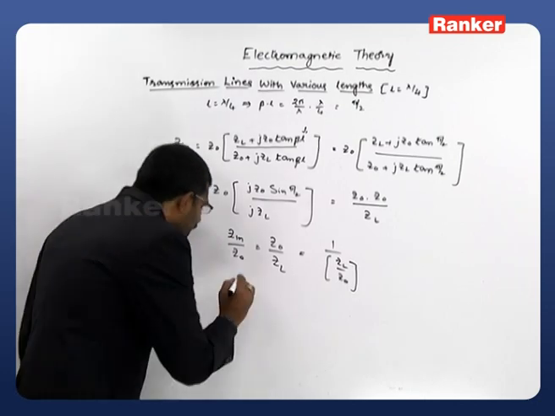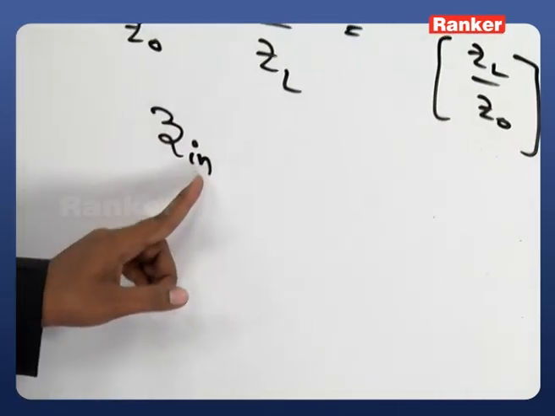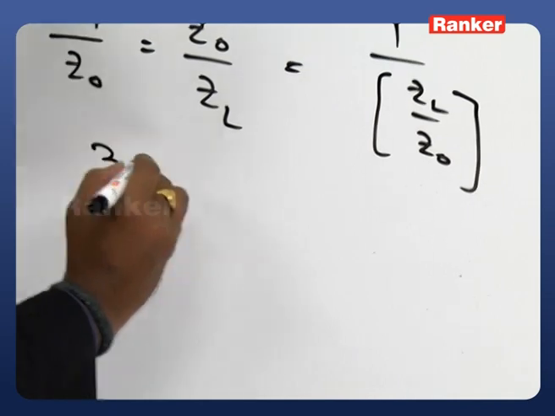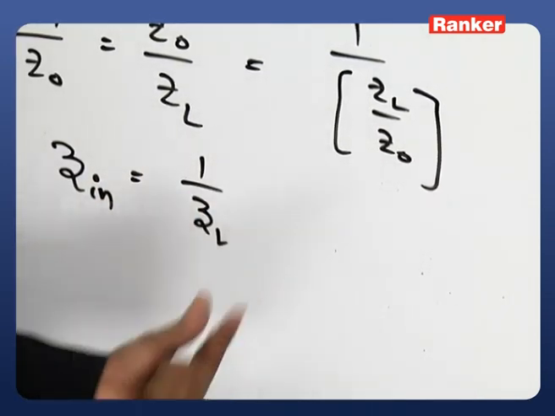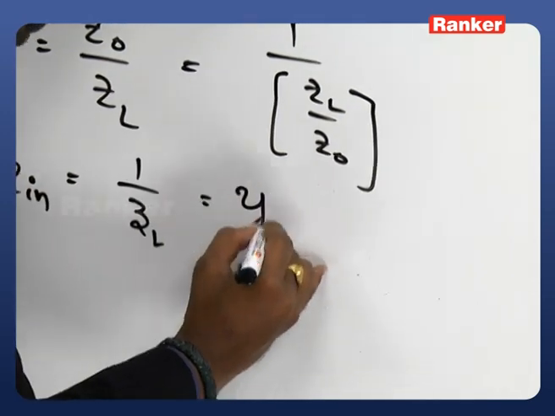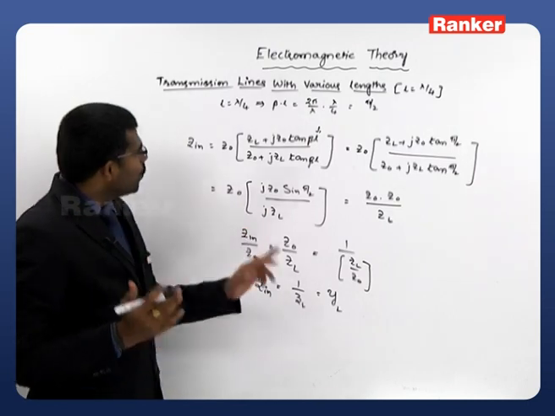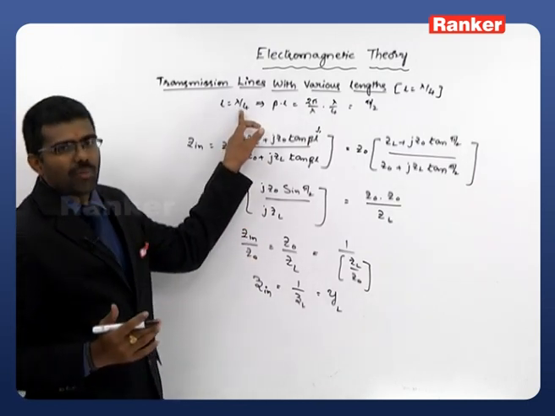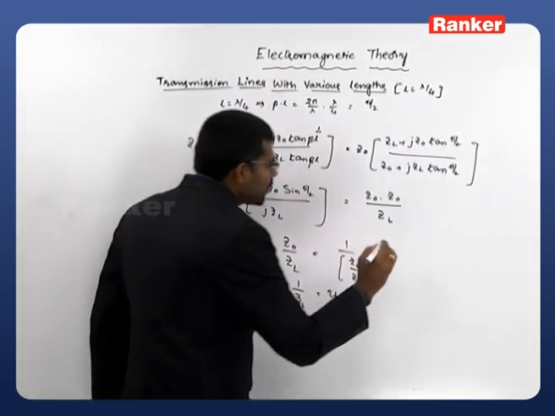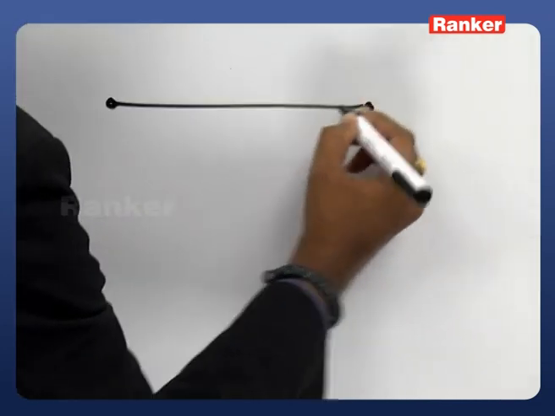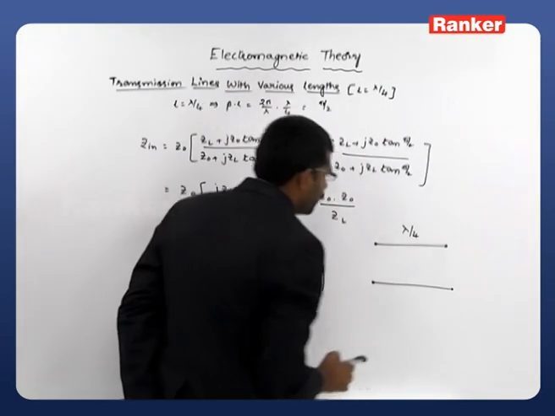Right? So here the normalized term can be represented with a lowercase z in, the normalized input impedance, which is equal to 1 by zL. So what is 1 by impedance? Admittance, which is nothing but simply YL. So just imagine what we are doing here. We are considering a transmission line with lambda by 4 length. I am not talking anything about the load, right? Just a transmission line with length lambda by 4 was taken. The length of the transmission line is lambda by 4.